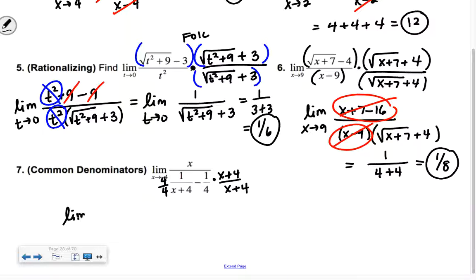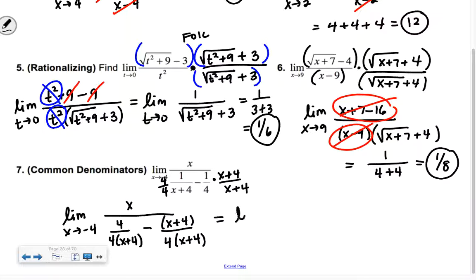So I'm going to have the limit as x goes to -4 of x all over, and this bottom fraction, a fraction minus a fraction, is going to be 4 over 4 times x plus 4 minus x plus 4 over 4 times x plus 4. Notice how I wrote parentheses right here. This is very important that you put parentheses there because we're subtracting out that entire second fraction.